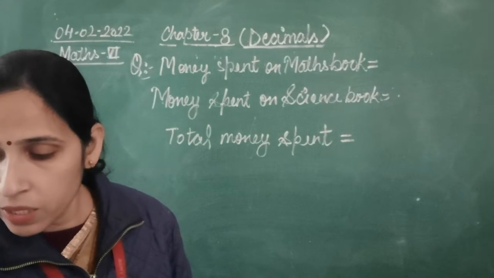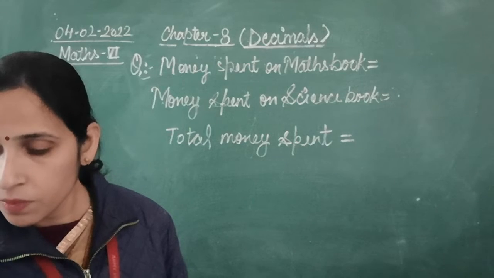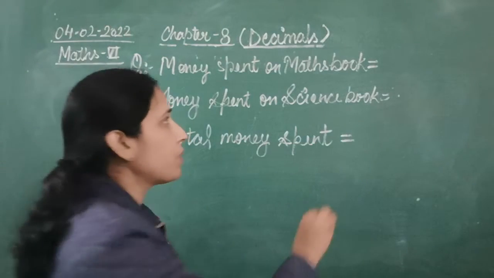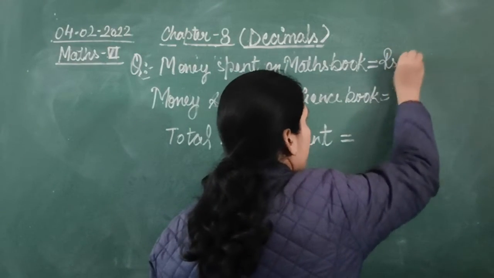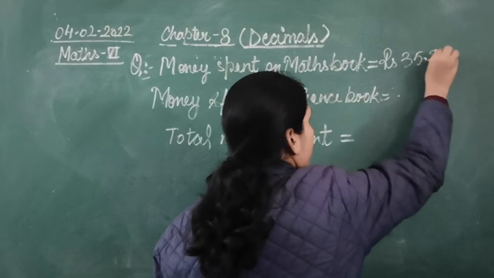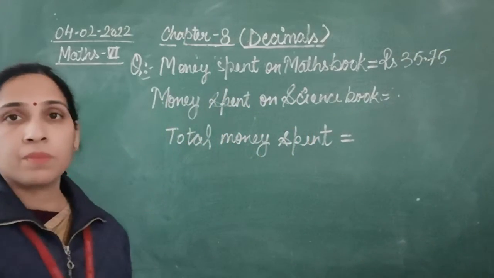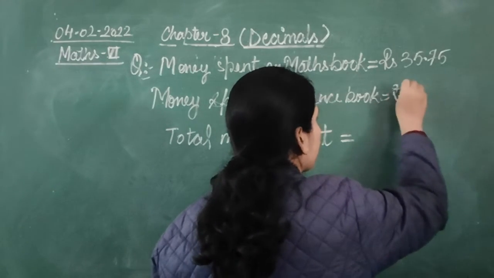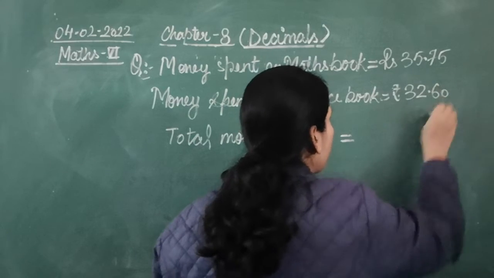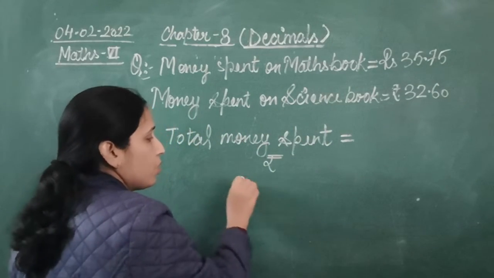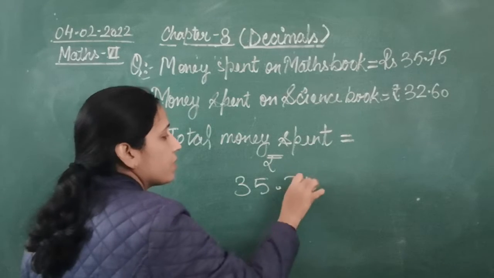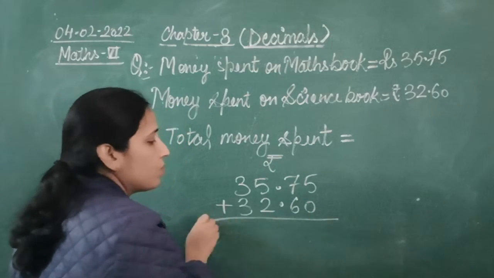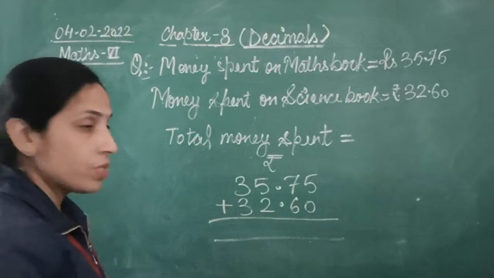Now, what is the answer here? How much money was spent on the maths book? That is rupees 35 and 75 paisa. Then for the science book, that is rupees 32 and 60 paisa. The total amount spent, you need to add. So this addition you can do simply. Simple addition is required, as I have just told you. And then you are going to write the solution sentence also.